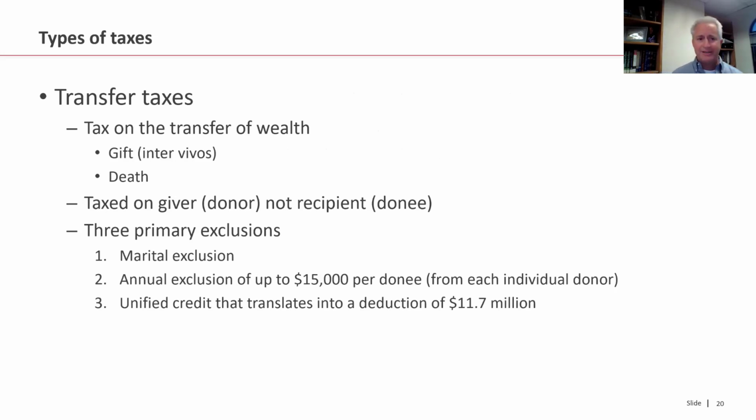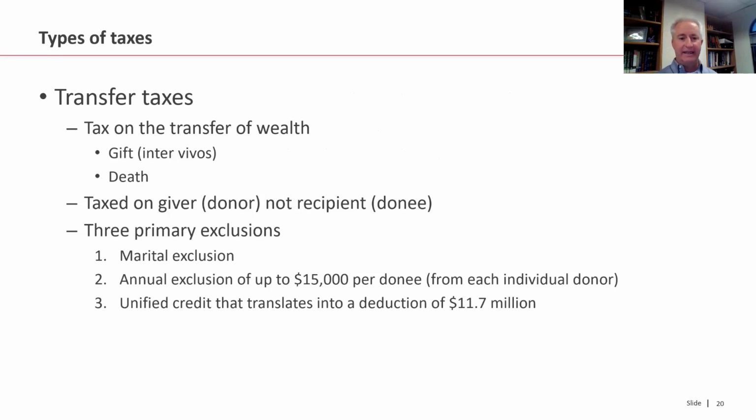So we mentioned transfer taxes, gift and estate taxes. This is really a tax on the transfer of wealth, right? It's not a tax on how much you own. It's how much you own that you're giving to someone else. The gift tax is when you give it away when you're alive. The estate tax, or death tax, is when you give it away when you've died.